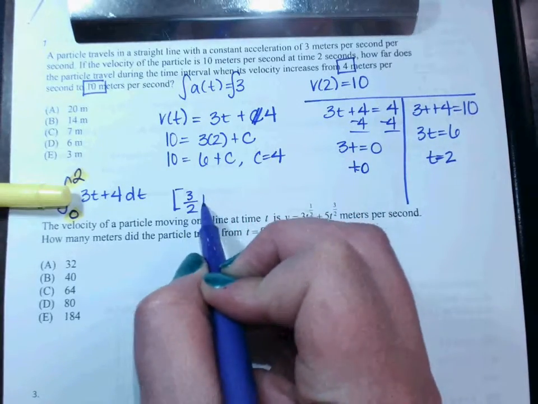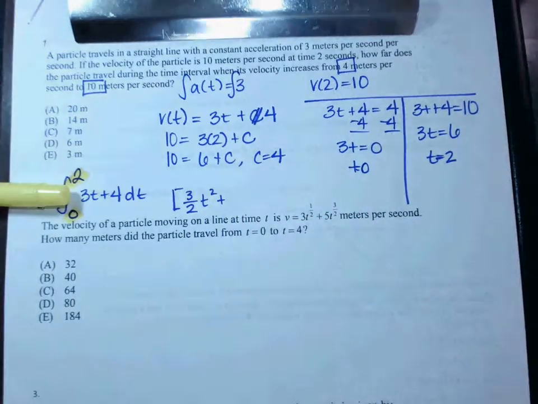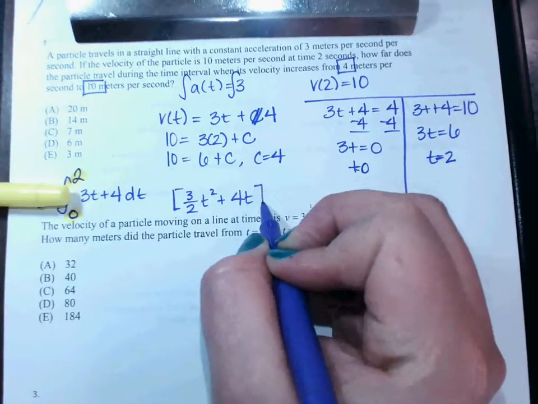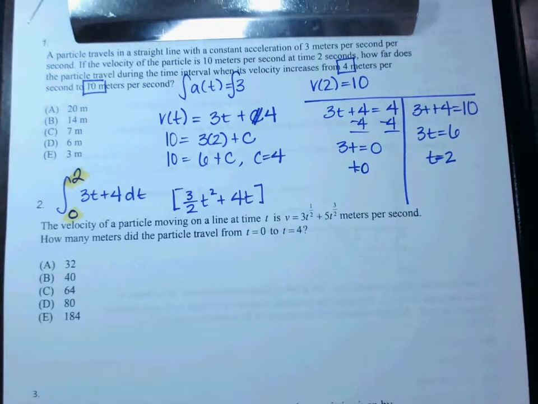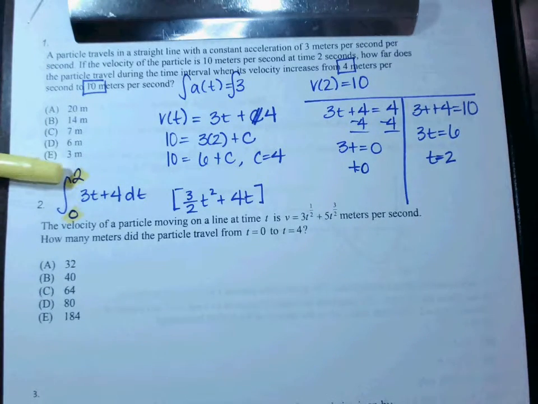3 halves t squared plus 4t. And then remember, if you have endpoints, you don't need the plus c. You can put it, but the top and the bottom would both have a plus c, and when you subtract, they cross out. So then on top, we're plugging in 2.